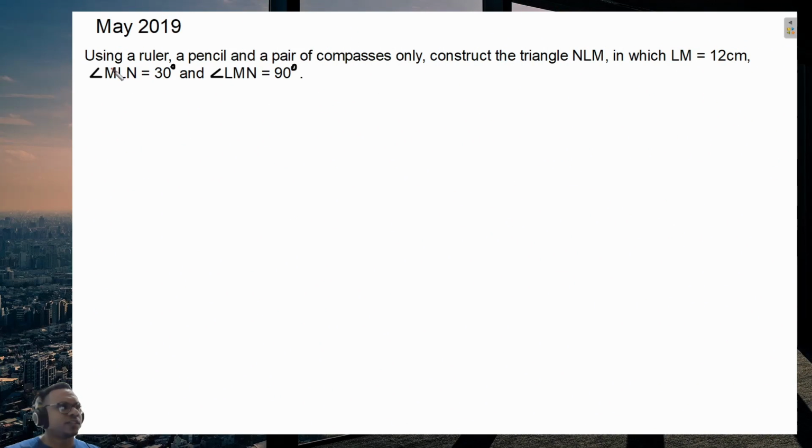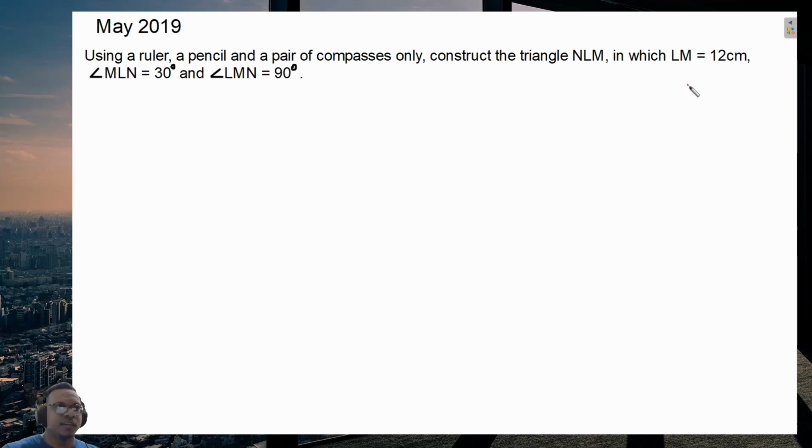In this question, we are asked to use a ruler, pencil, and a pair of compasses only. And we're going to construct a triangle NLM, in which LM is 12 centimeters. So we have the length of one side, and we have two angles here, a 30-degree angle and a 90-degree angle. Always remember that the vertex of the angle is always at the letter in the middle. So the angle at point L would be 30 degrees, and the angle at M would be 90 degrees.